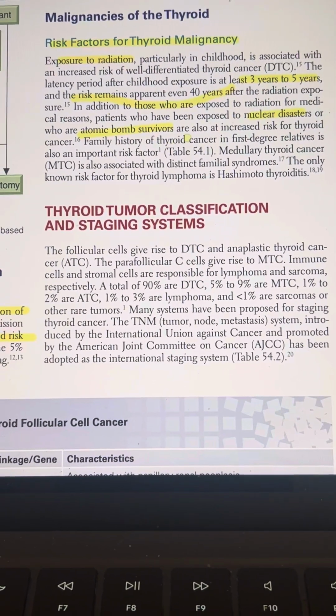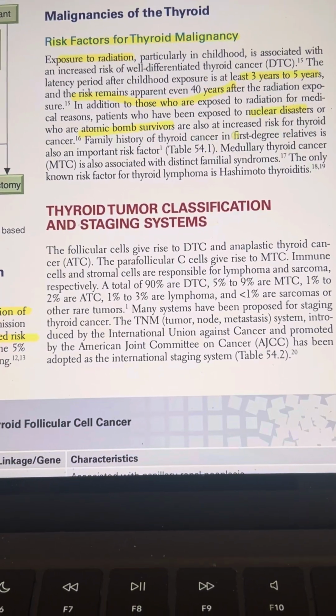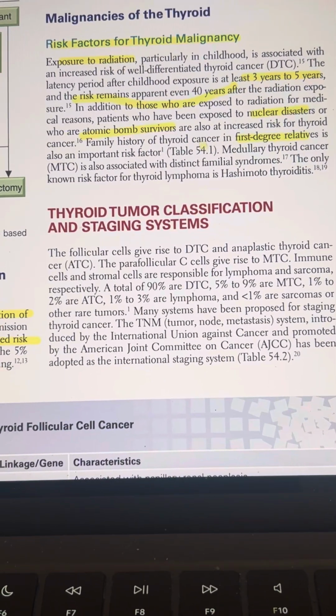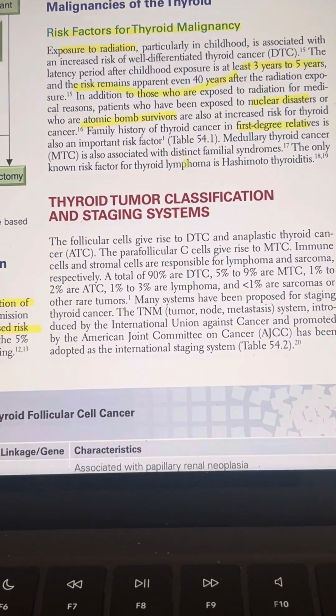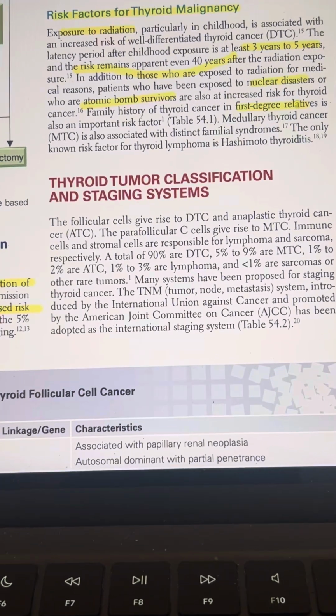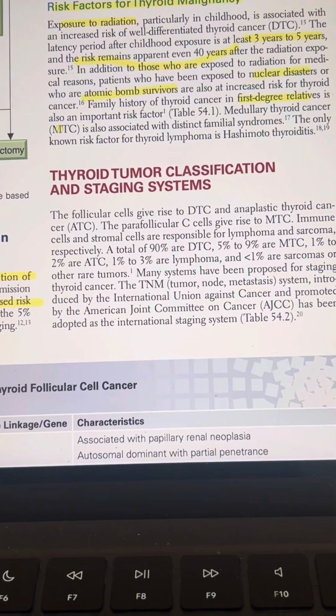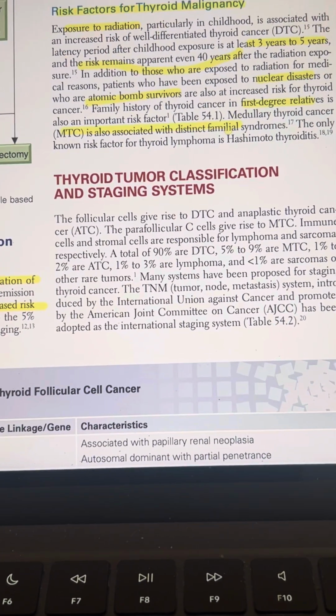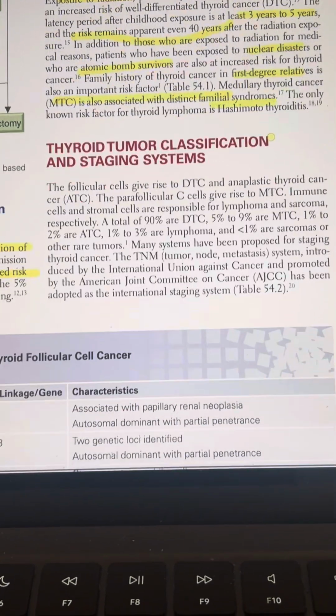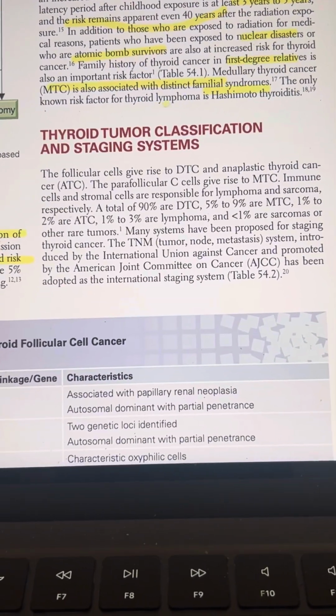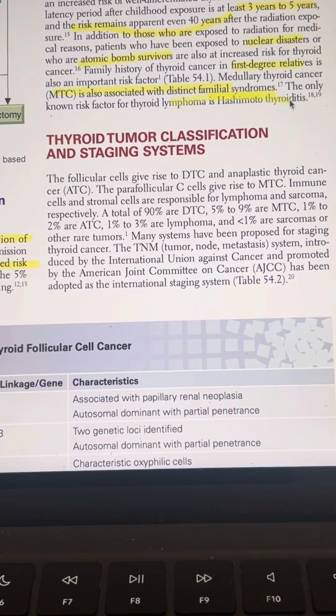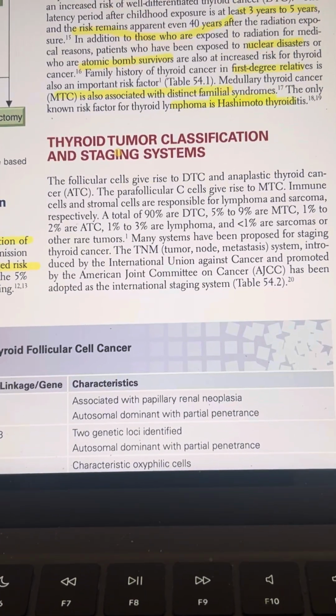Familial history of thyroid cancer, like in first degree relatives, is also an important risk factor. Medullary thyroid cancer is associated with familial syndromes, and the only known risk factor for thyroid lymphoma is Hashimoto thyroiditis.